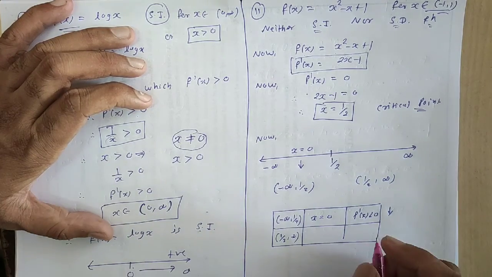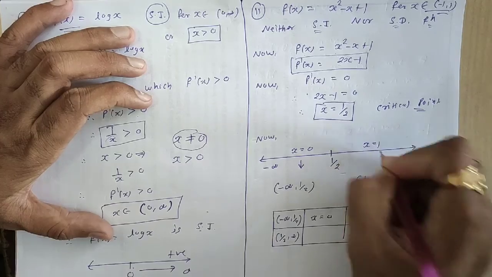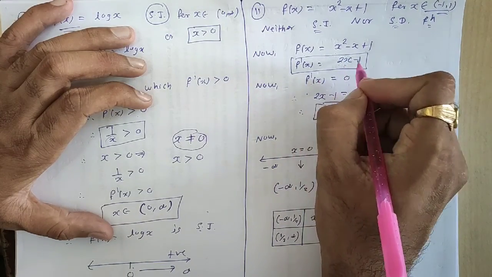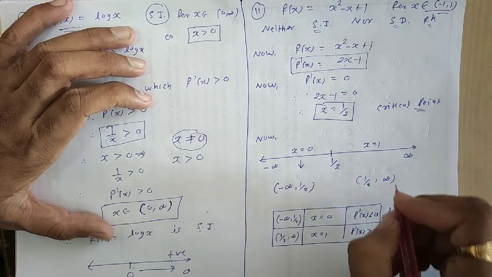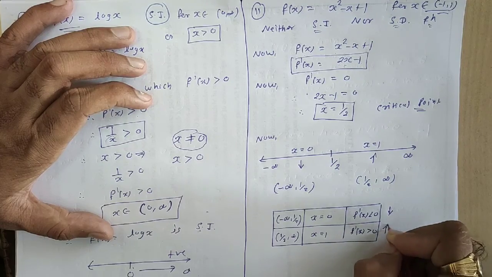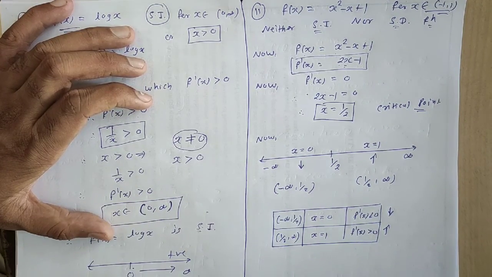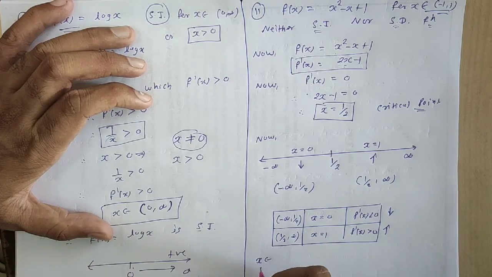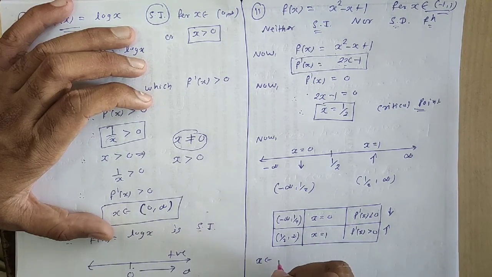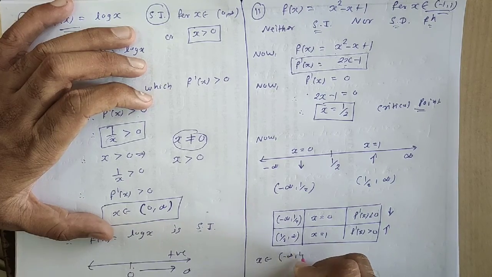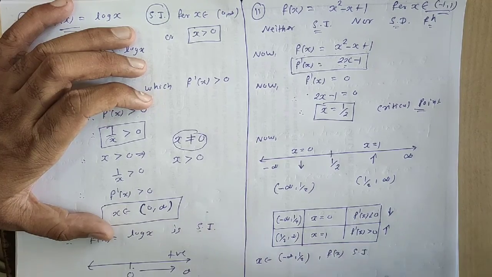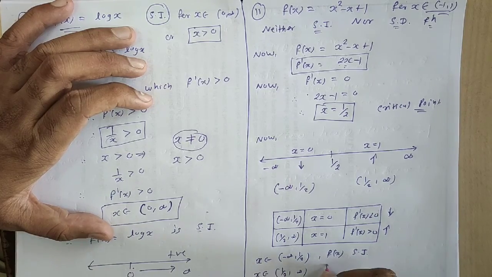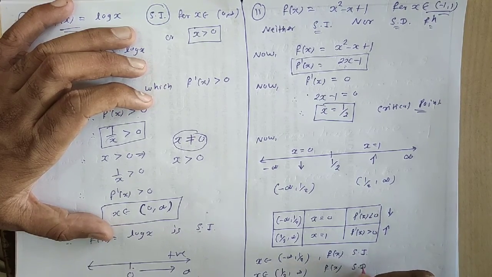Done? Take one point over here. Suppose we are taking x equal to 1. So for x equal to 1, f dash x will be greater than 0. So it's a strictly increasing function. Done? So we can say that for x belongs to minus infinite to 1 by 2, f of x is strictly decreasing function. For x belongs to 1 by 2 to infinite, f of x is strictly increasing function.